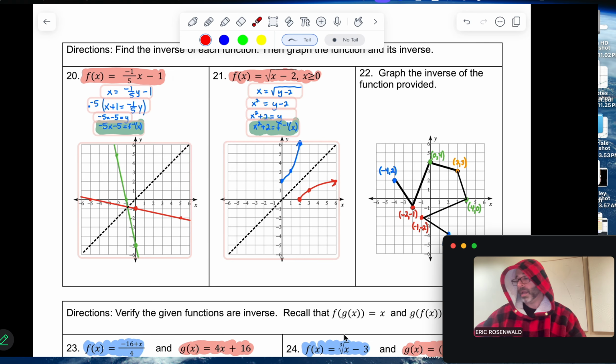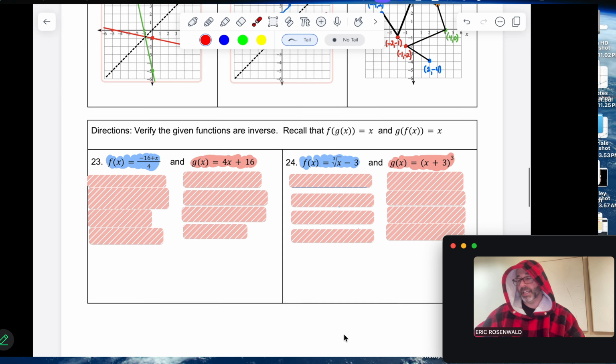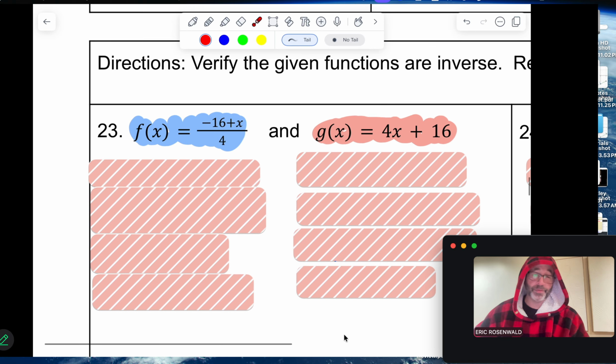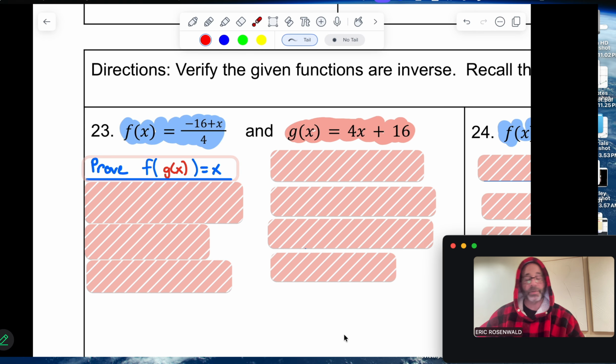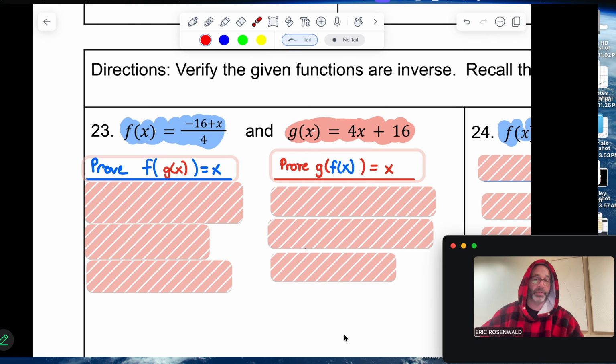All right, let's prove inverses. There's no way around this proof. You have to do the actual proof, okay? And this is one of the questions on the test. To prove it, we have two proofs we have to do. We have to prove that f of g of x is equal to x, and that g of f of x is also equal to x.